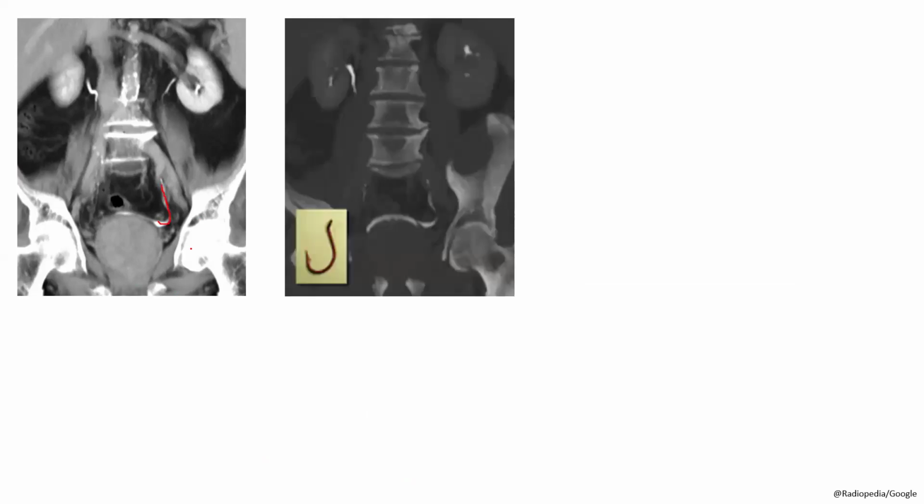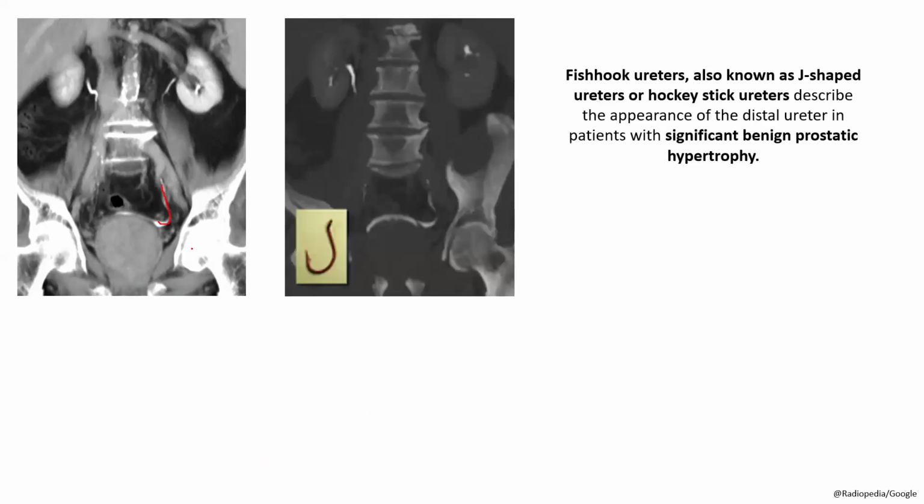What is happening in the CT urography? You can see this ureter is hook-shaped or J-shaped. So this is a fish hook ureter, or J-shaped or hockey stick ureter, which indicates significant benign prostatic hypertrophy, which causes compression of the distal ureter, and it turns like a fish hook.